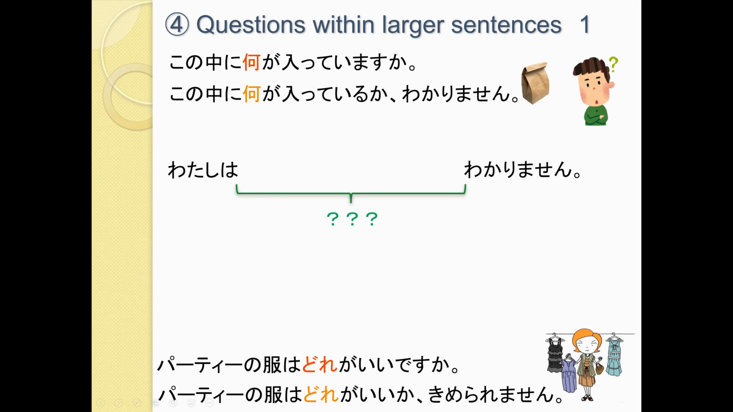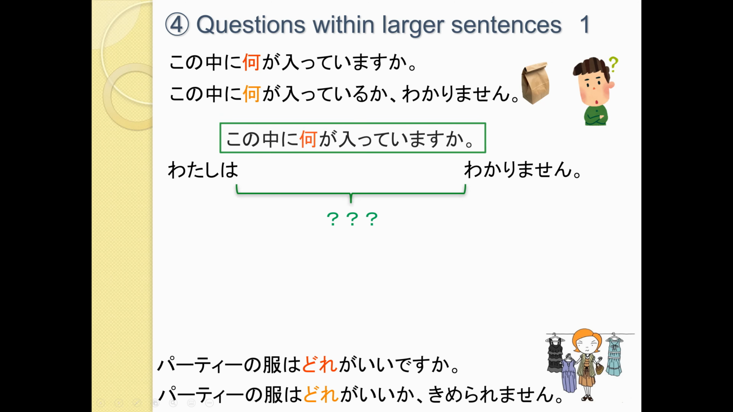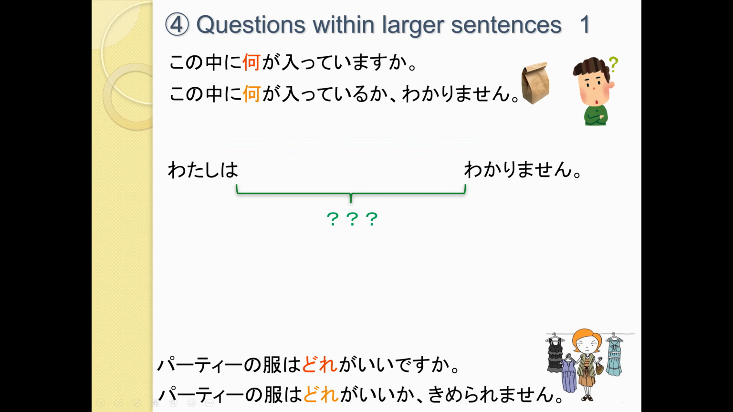この中に何が入っていますか? And make it a short form sentence. So it's kind of like our little baby sentence that we're putting inside the big sentence. この中に何が入っている? And to show it's a question, か。わかりません。この中に何が入っているかわかりません。I don't know what is inside of it.